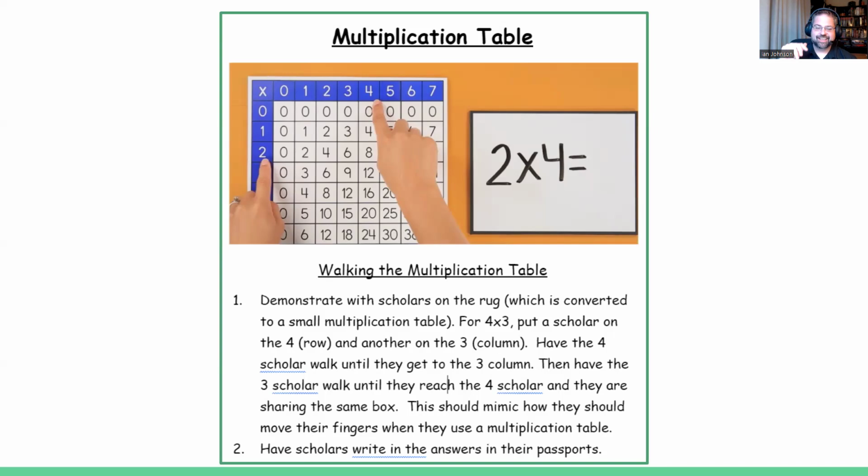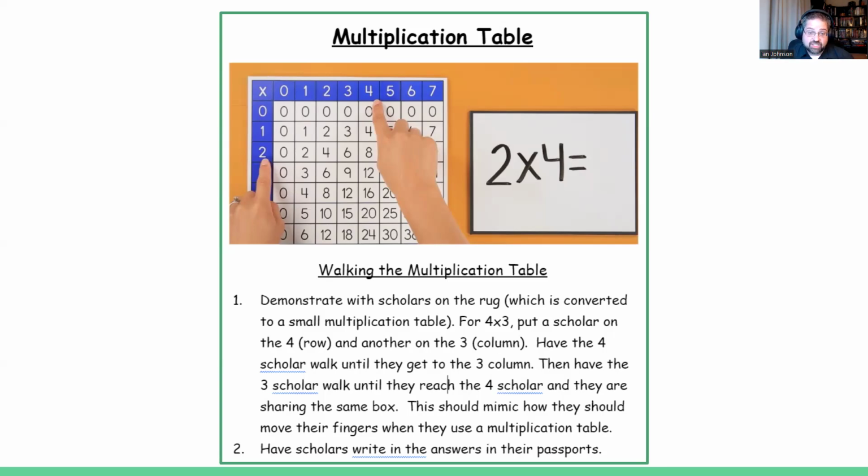For the we do portion, you're going to have one scholar, for this problem, 2 times 4 that we see on the screen. One scholar stands at the top for the column of 4, and the other scholar stands on the row for 2, and then one of them walks until they get into the same column. The number they're standing on is their product. That simulates how you would use a multiplication table with your fingers.